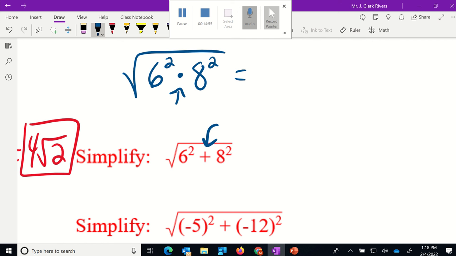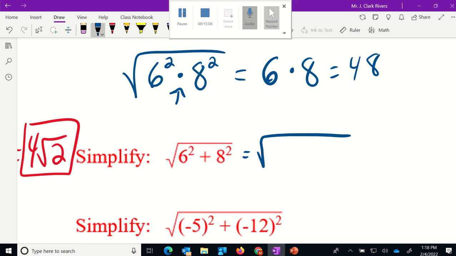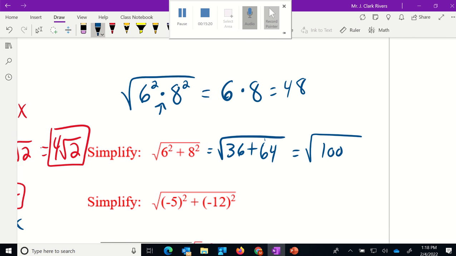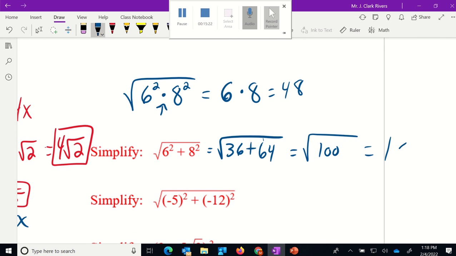So up top in blue here, this is going to be 6 multiplied by 8, which is going to be 48. But that is not the case with addition. There are different rules that govern the addition. And so what we have to do is actually carry out the operations. So what's 6 squared? 36. What is 8 squared? 64. What is 36 plus 64? 100. What is the square root of 100? 10. So we get 10 there.